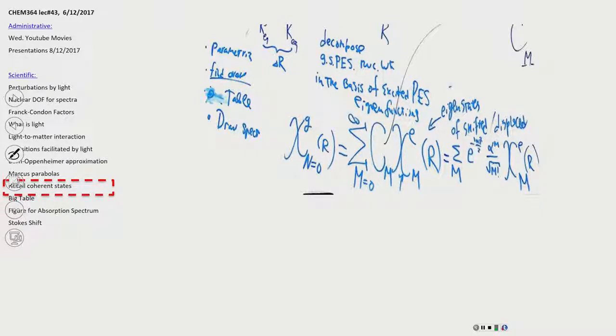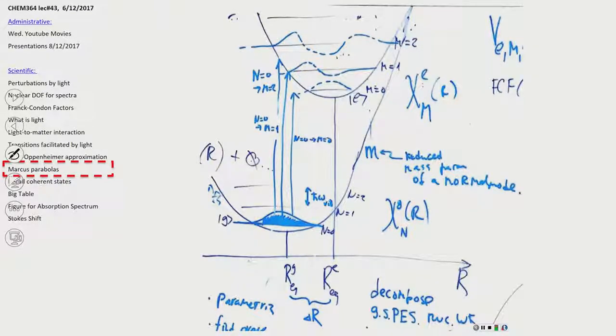So another important thing. For the excited state parabola, which is offset by position, this ground state parabola for the ground electronic state looks like an offset Gaussian. It looks like a coherent state that we also covered in the harmonic oscillator.